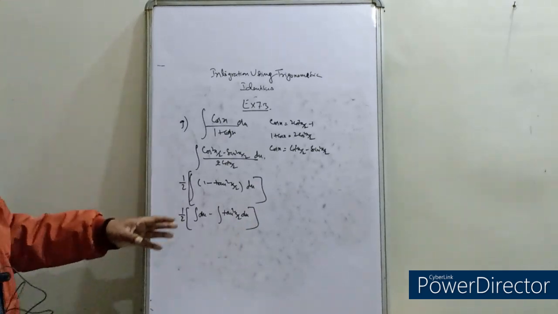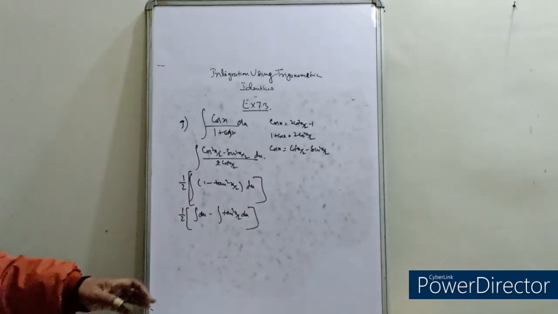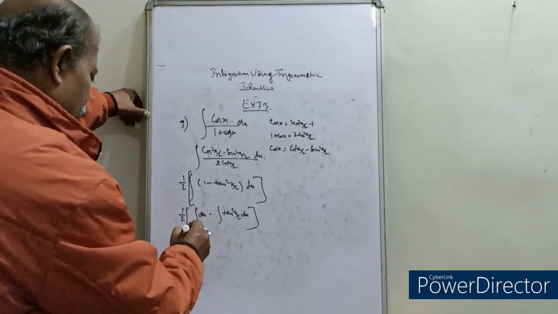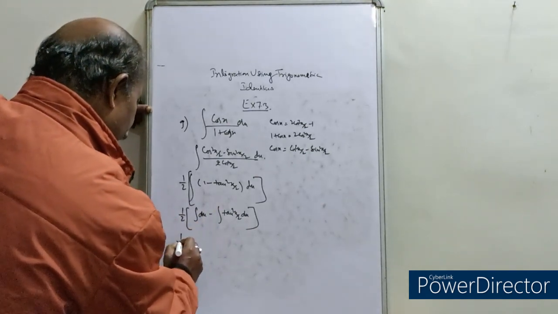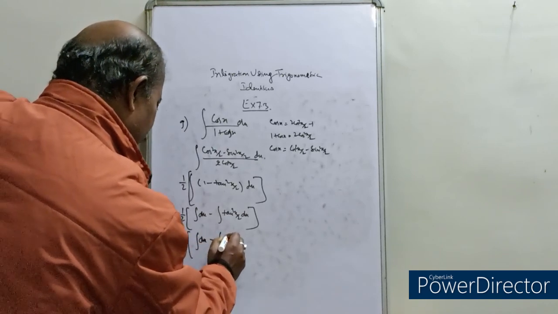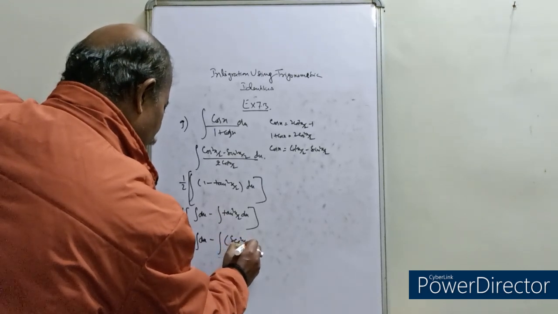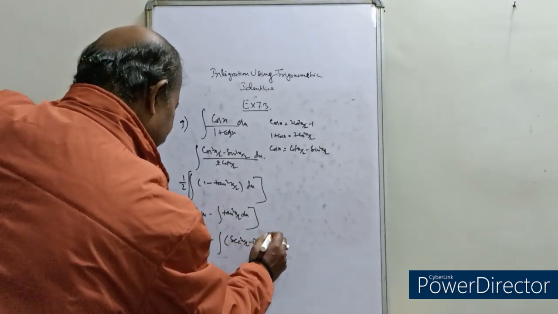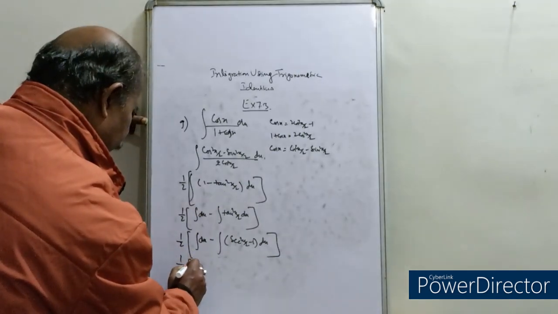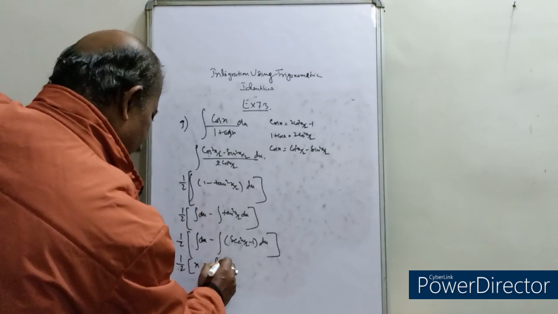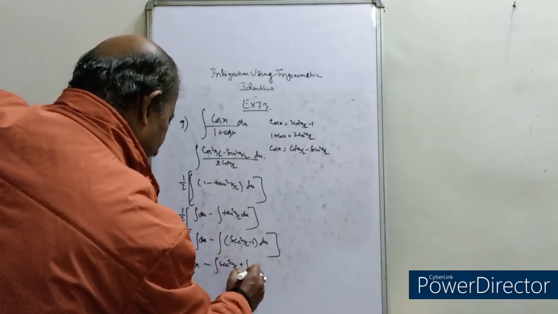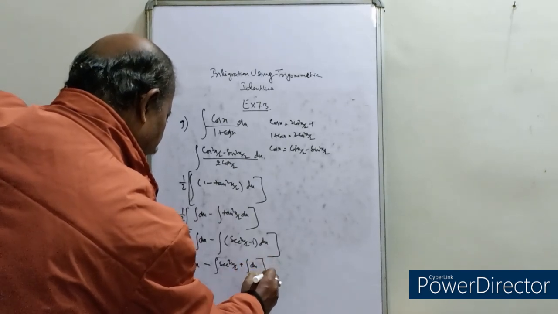So again there is a problem, that is we can't integrate tan square x by 2. So I am going to shift it to sec square x by 2. So this becomes 1 by 2 integration dx minus, this becomes sec square x by 2 minus 1 dx. So here again 1 by 2, this will be x minus sec square x by 2 minus 1 dx.